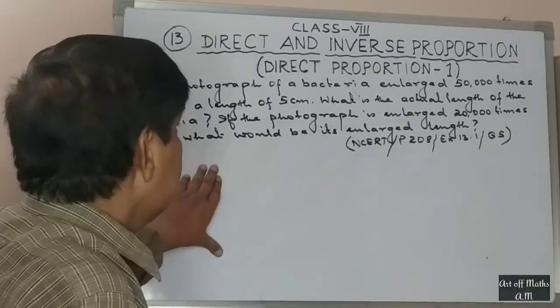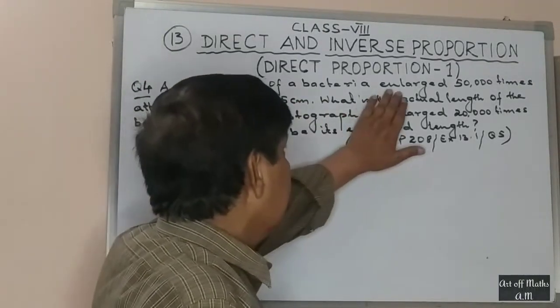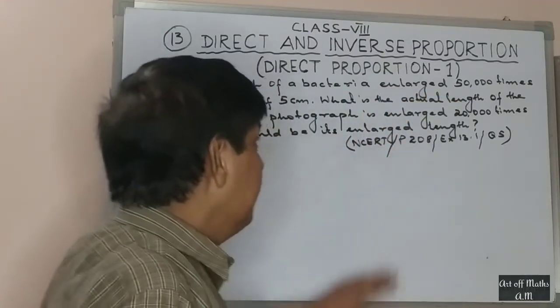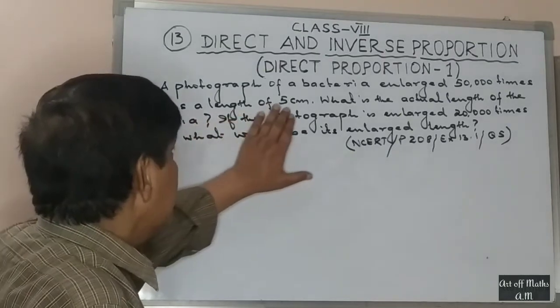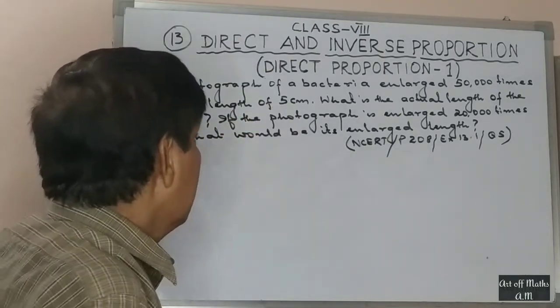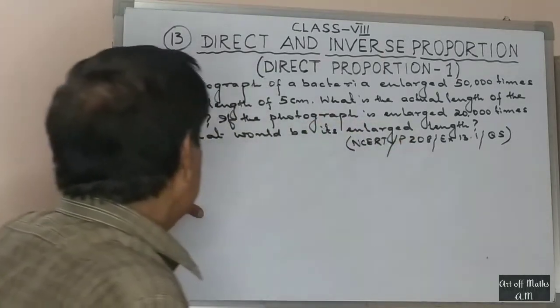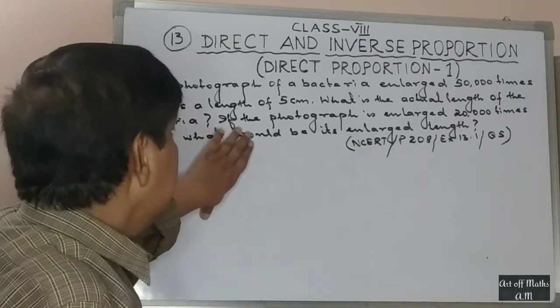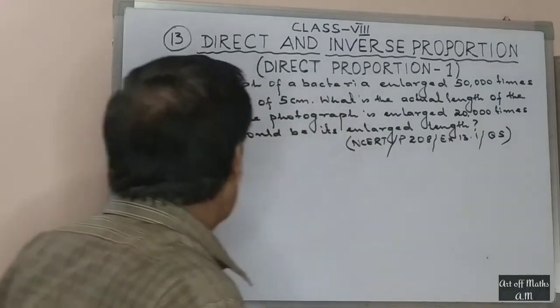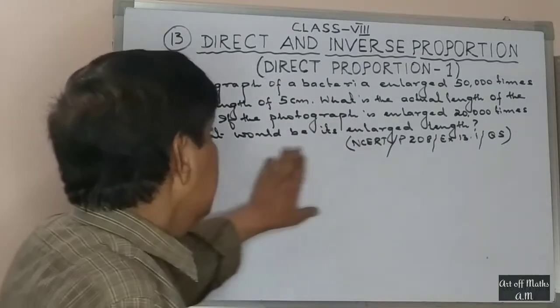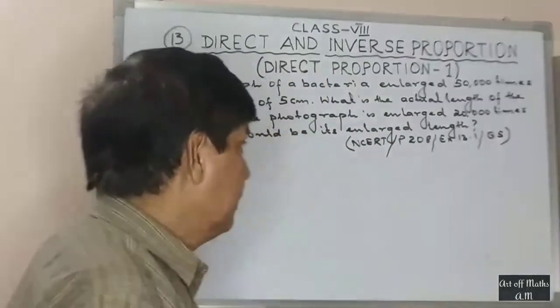Now, a photograph of a bacteria enlarged 50,000 times attains a length of 5 centimeter. What is the actual length of the bacteria? If the photograph is enlarged 20,000 times only, what would be its enlarged length?